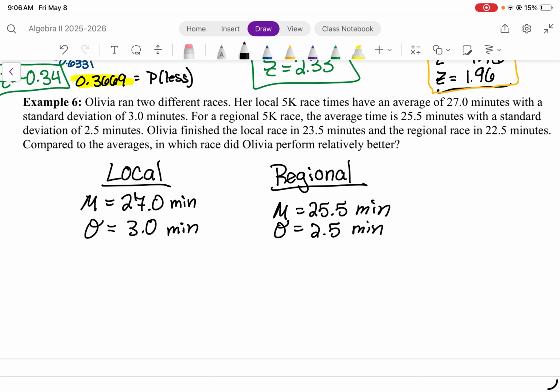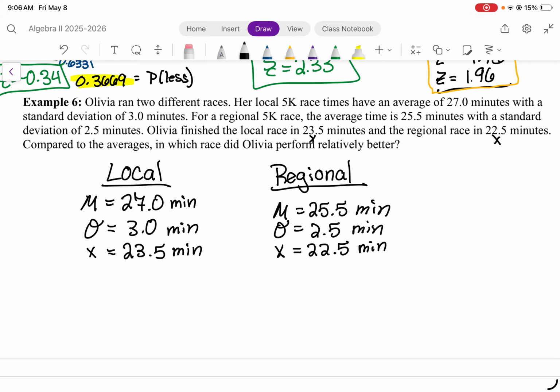Olivia finished the local race in 23.5 minutes, so that's our X value. And the regional race in 22.5. Again, another X value. Compare the local averages. In which race did Olivia perform relatively better?